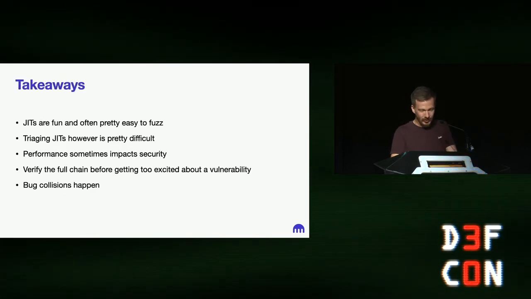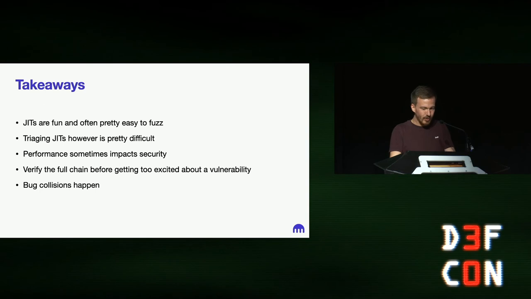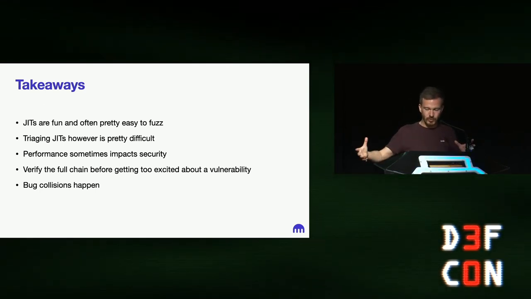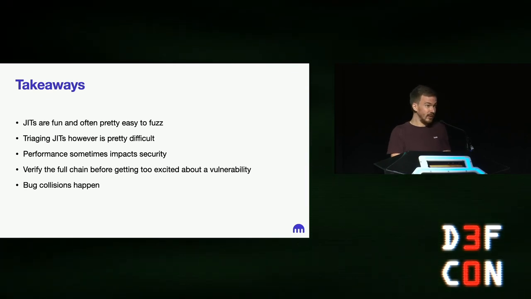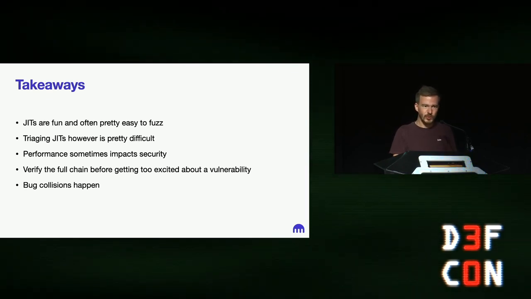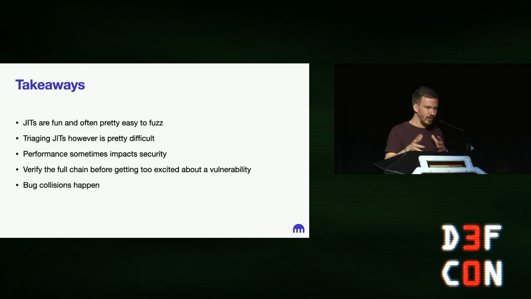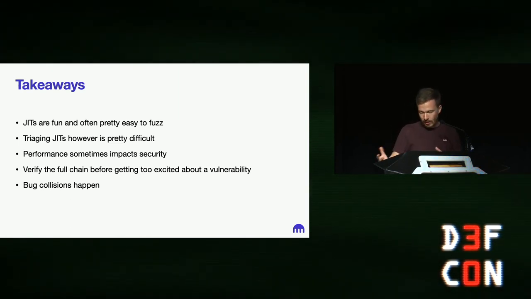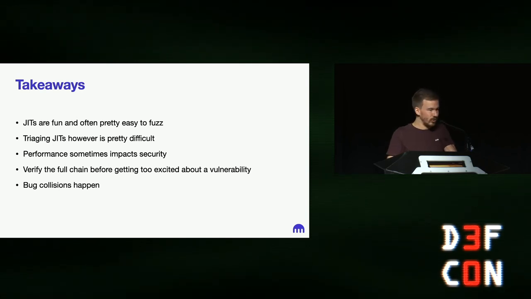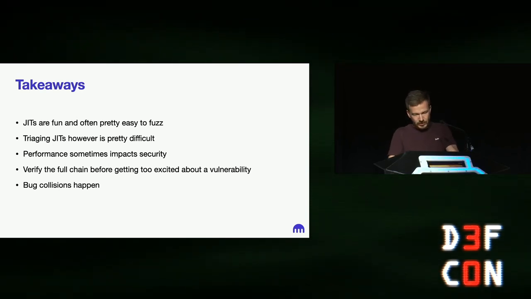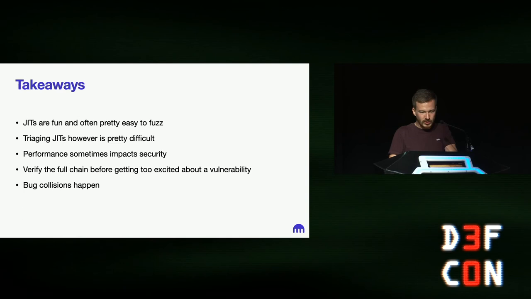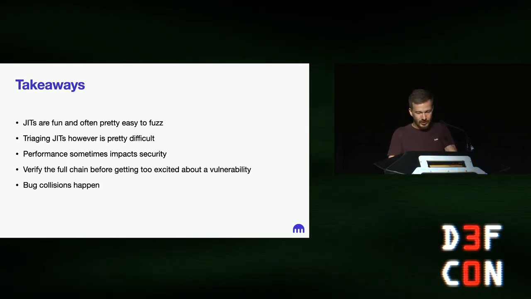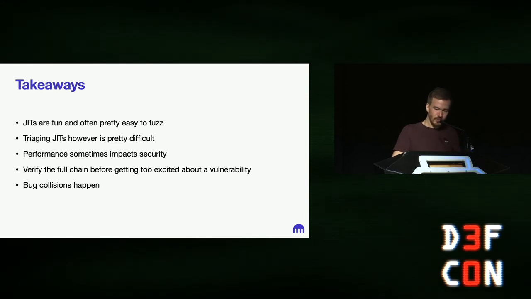We still have a lot of takeaways. First off, just-in-time compilers are really a lot of fun to fuzz. It's pretty cool because you have a lot of different pieces. They're pretty easy to fuzz, which was kind of surprising to me because I always considered it a bit dark magic, since you hear about all these people fuzzing JavaScript virtual machines and so on. Turns out, with a small JIT, it's actually pretty easy. Triaging it, however, is pretty difficult and can be pretty annoying.